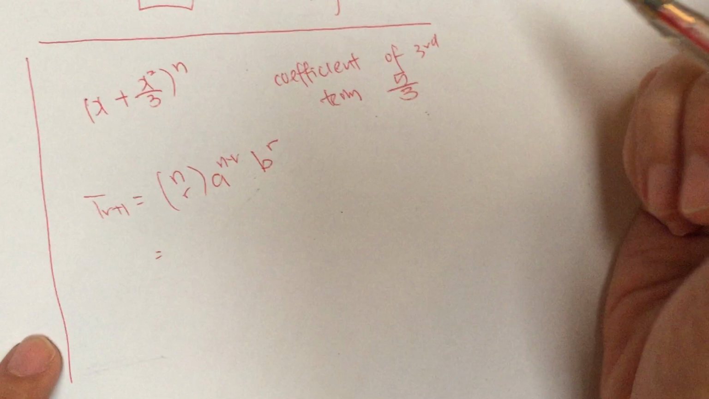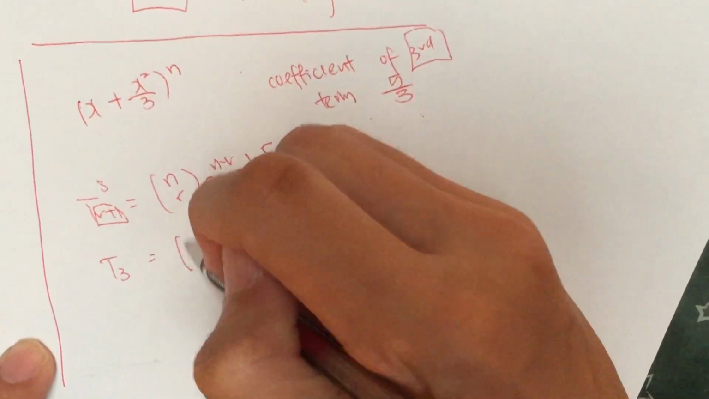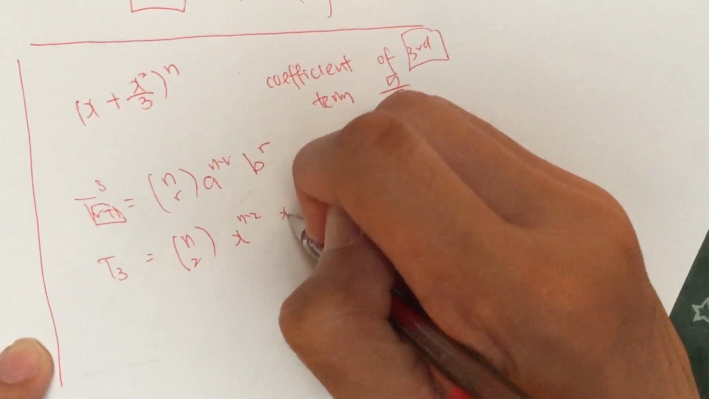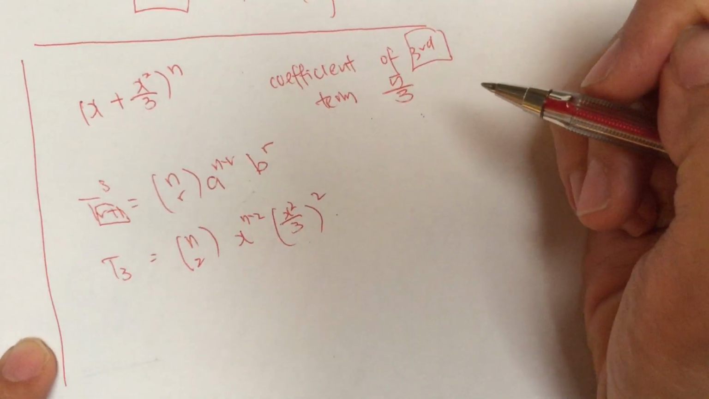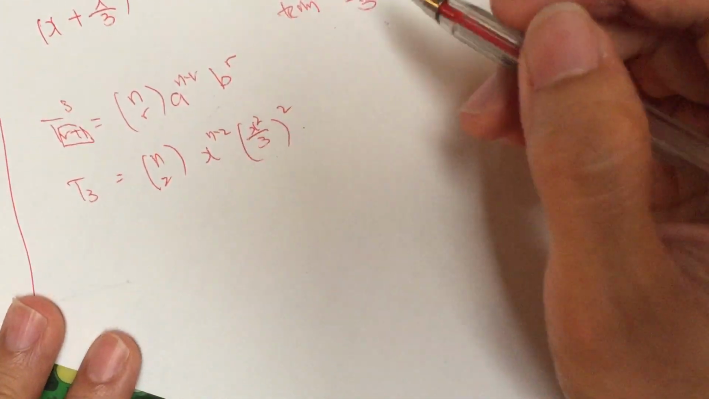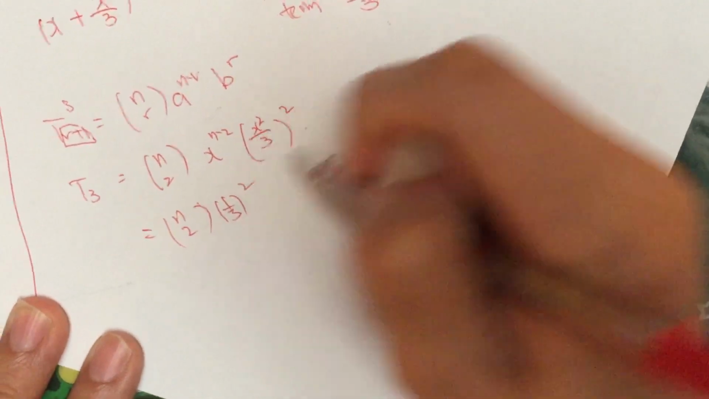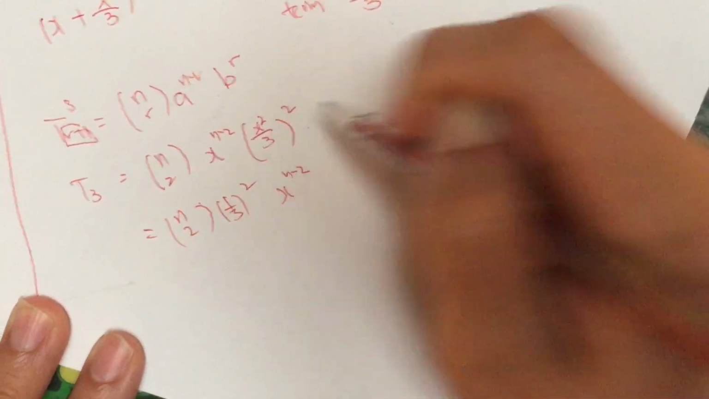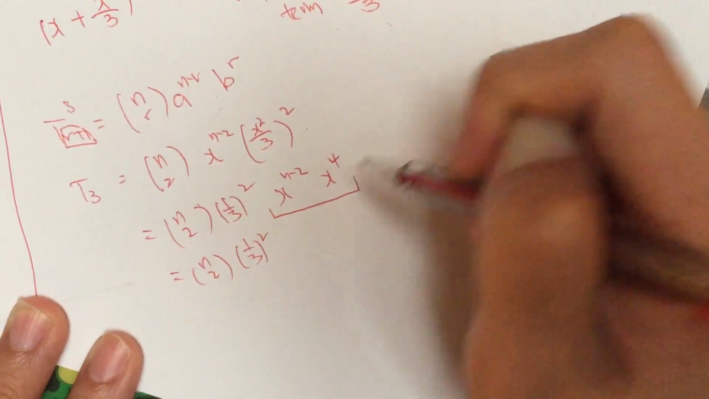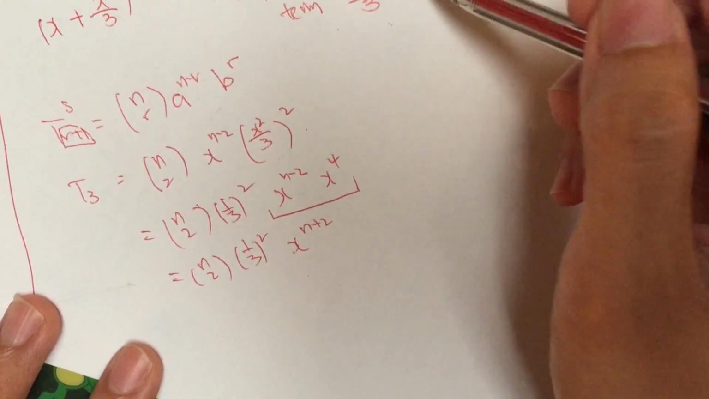Okay, let's put in what we know. Third term, that means r plus 1 is 3, so r must be 2. So a in this case is x to the power of n minus 2, and b in this case is x squared over 3, whole thing to the power 2. Let's simplify by placing all the numbers together and all the x's together. So nC2 is a number, this 1/3 squared is a number, then I have x to the power of n minus 2, and x to the 4. This thing can be further simplified.